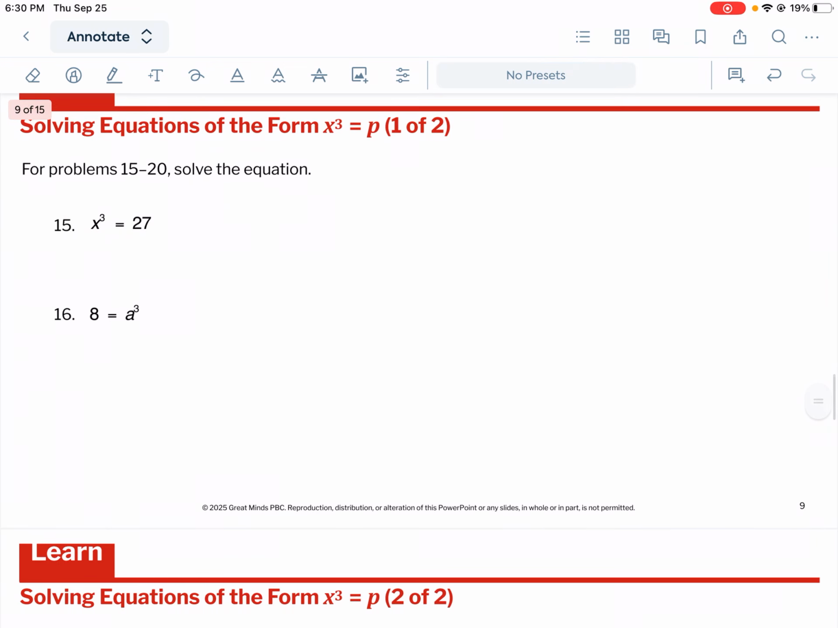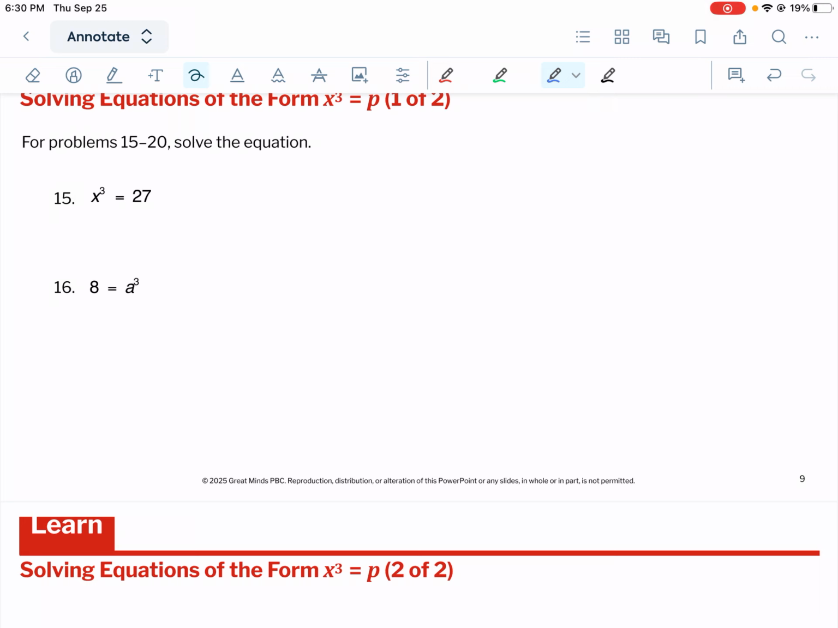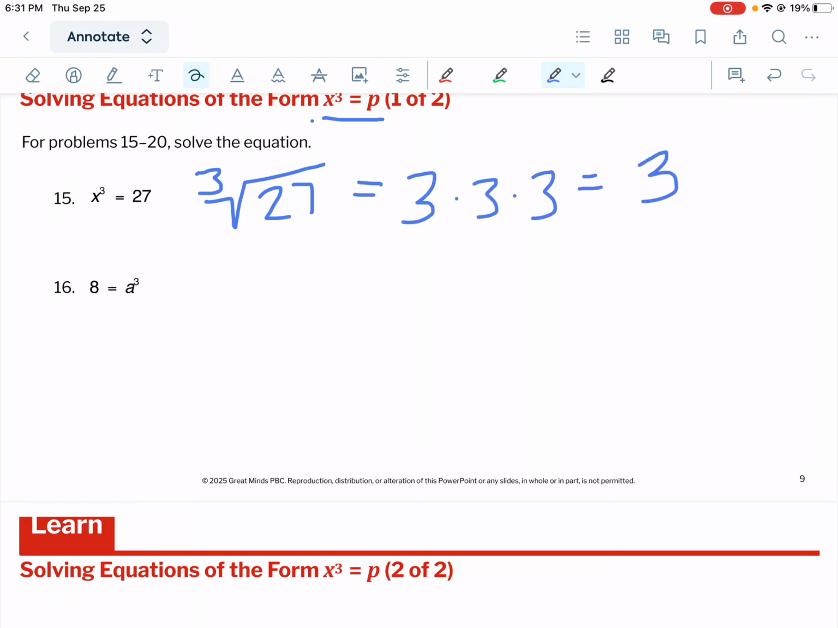Here we're doing the same thing, except for now we're working with cube roots and cubed values. And I'm just going to do a couple of these for you. For number 15, it gives us x cubed equals 27. Now, if I perform a cube root, not a square root, we're working with cubed values now. If I perform a cube root, I know that I will get 3 because 3 times 3 times 3 equals 27. So our x is 3. Okay, because x cubed is 27.